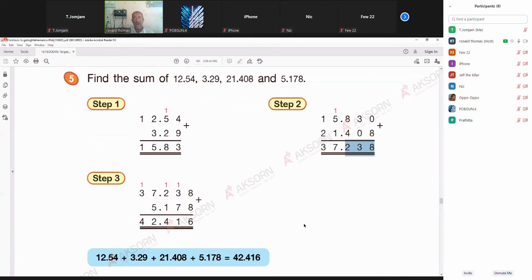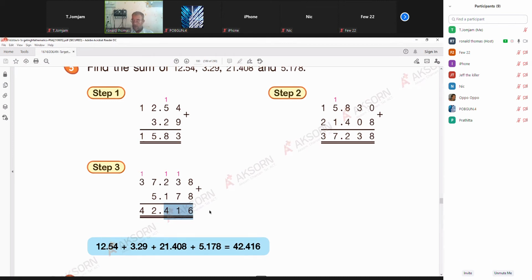Unless the question asks you to show decimal places. If it says 3 decimal places or 2 decimal places or even 1 decimal place, please read the question carefully. Your answer will have 3 decimal places. Okay. Is everybody okay? We're going slowly. Yes. Go slowly.